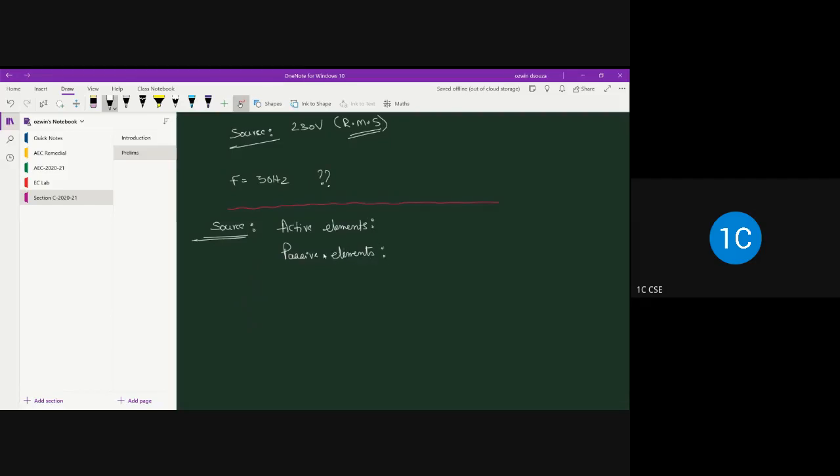Before actually giving the definition of active and passive element, first let me ask you, what do you mean by a circuit? Every now and then we use this word called a circuit, right? What is it consisting of? Circuit, what is it consisting of?